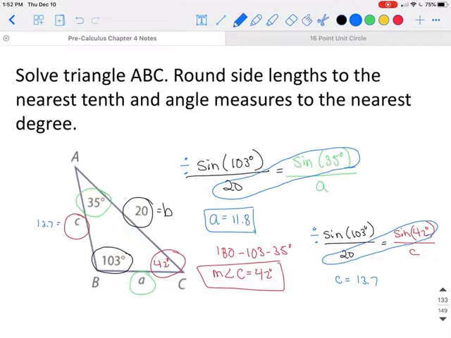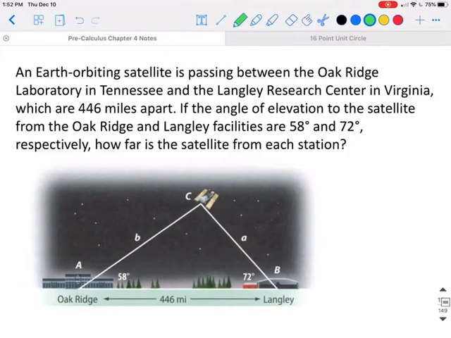Now, if we put these onto our triangle, we can make sure that they make sense. Remember what you learned in geometry: the smallest angle should be across from the shortest side, and the largest angle should be across from the longest side. So these answers do make sense in the context of this triangle.